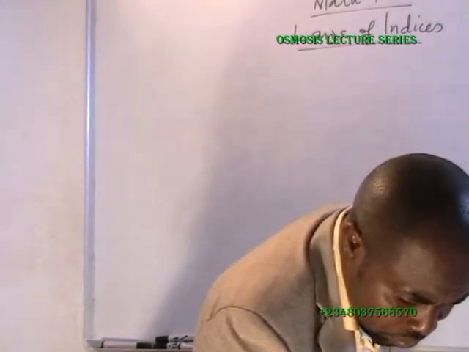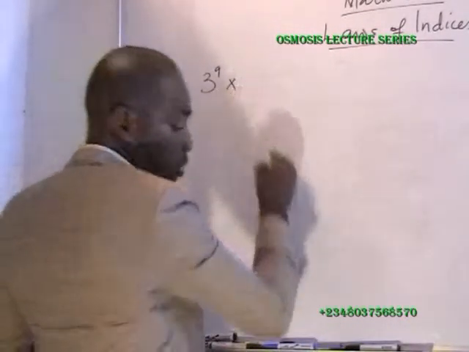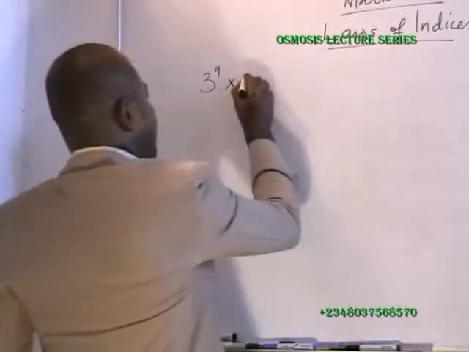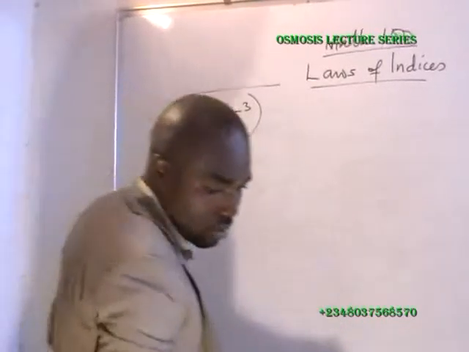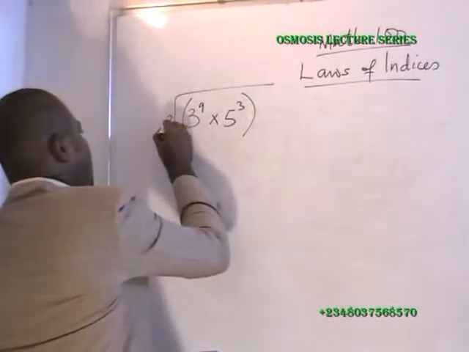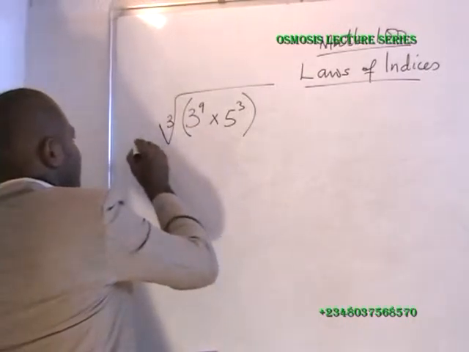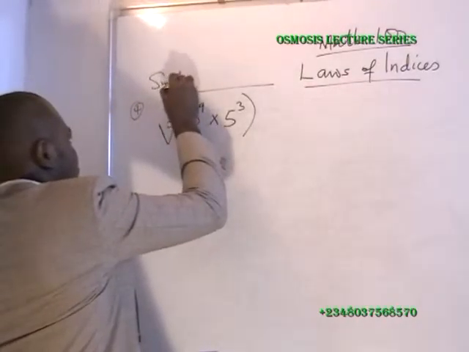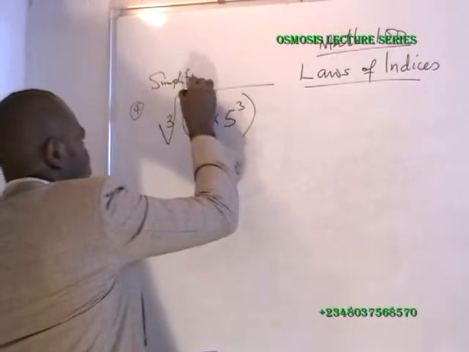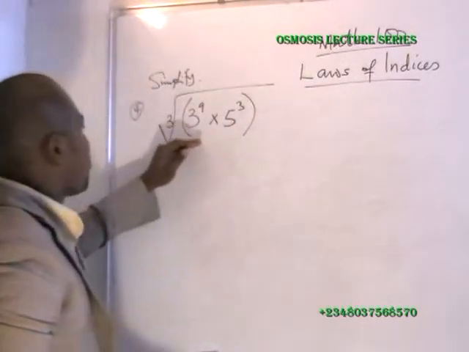If we have something like this, 3 raised to power 9 times 5 raised to power 3, all under the cube root. This is cube root. They say simplify. Simplify the cube root of 3 raised to the power 9 times 5 raised to the power 3.